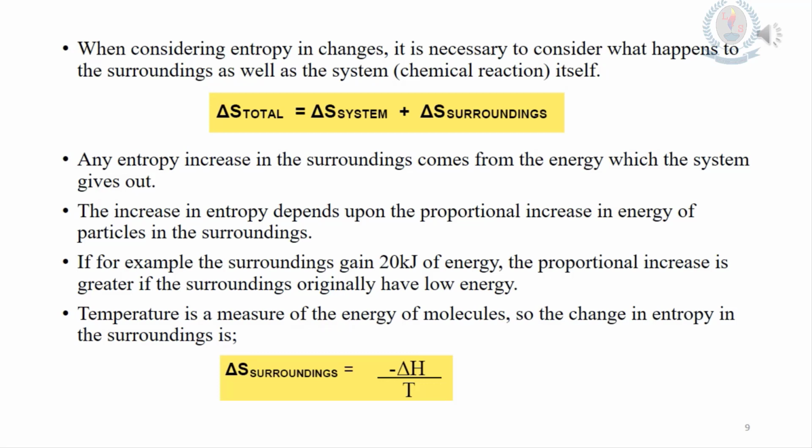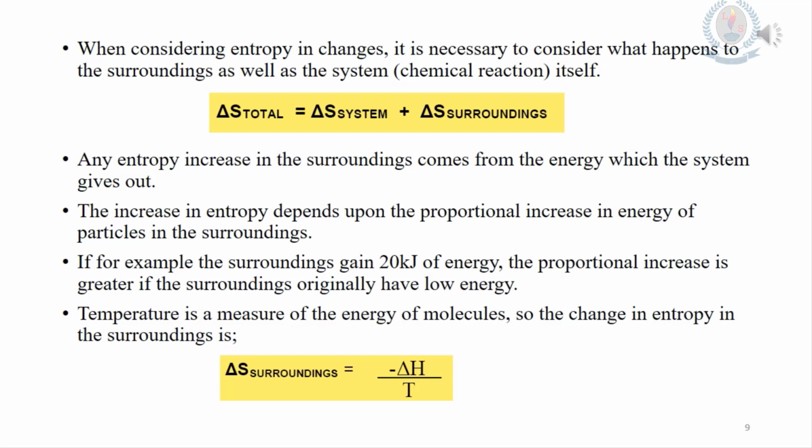For example, the surroundings gain 20 kJ of energy. The proportional increase is greater if the surroundings originally have low energy. Actually, temperature is a measure of the energy of molecules. So the change in entropy of the surroundings, delta S surrounding, equals minus delta H over T.